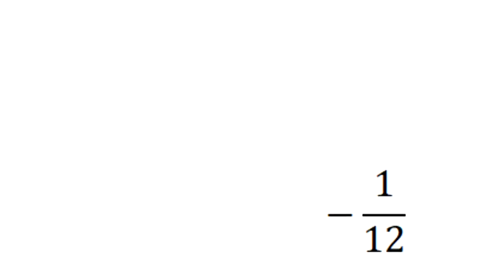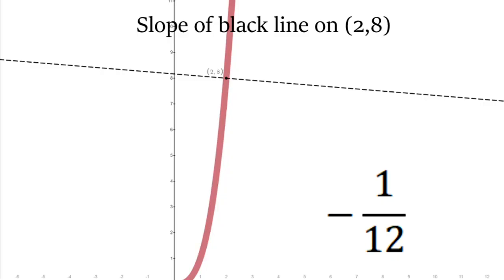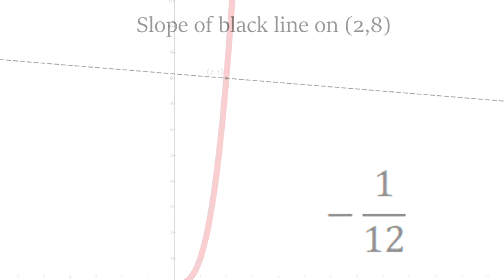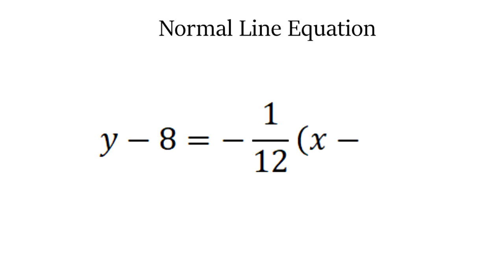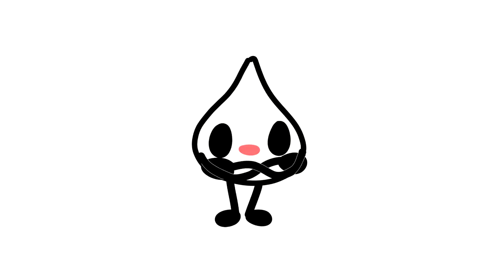And negative 1 over 12 is the slope of Mr. Normal Line living on 2, 8 Avenue. So together we have y minus the y position, 8, equals the slope, negative 1/12, times x minus the x position, 2. Alright, I guess it's now safe to move on to the next part.